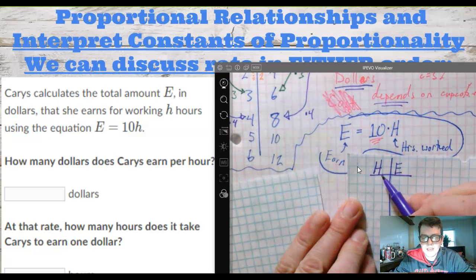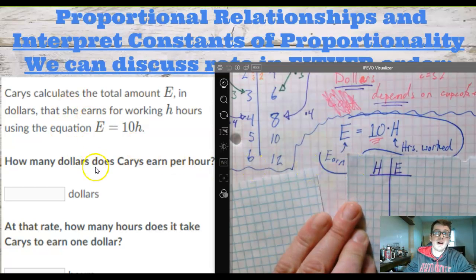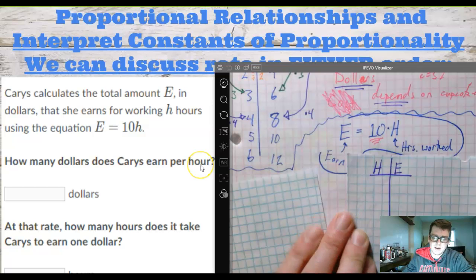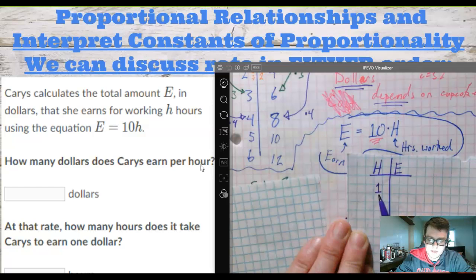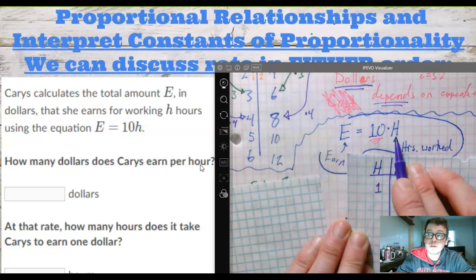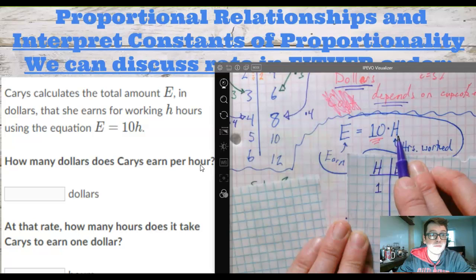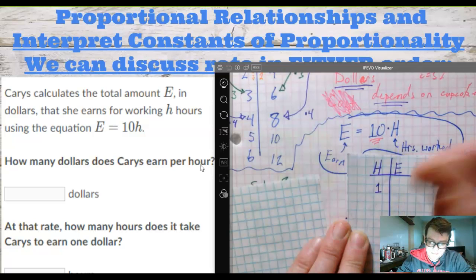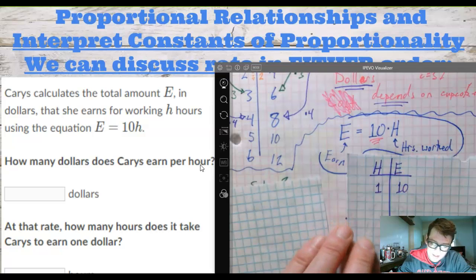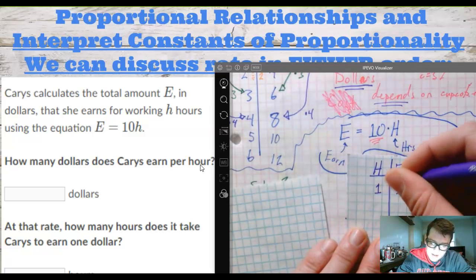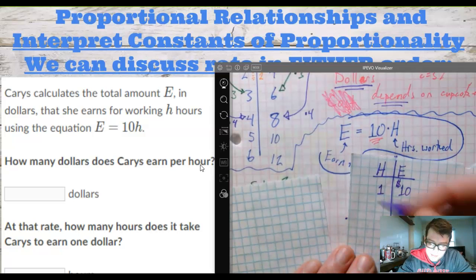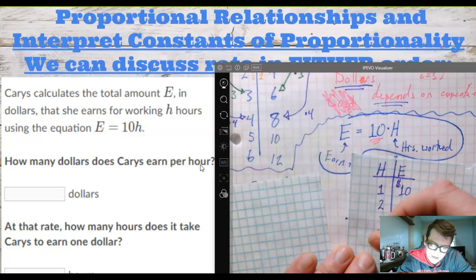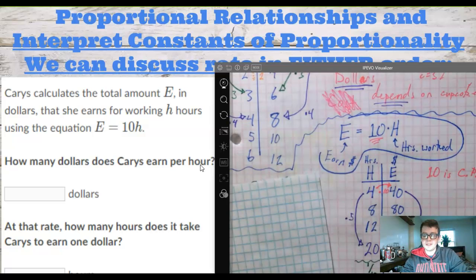So H is hours worked. And they ask us how many dollars does Carrie earn per hour? Per hour means 1. Right? So if I plug in 1 for H, what's 10 times 1? Yeah. So that tells us Carrie earns $10 for every 1 hour worked. If we want to fill in more of the table, we could fill in for 2 hours or 3 hours or 4 hours. Or we could start to make the table really big.